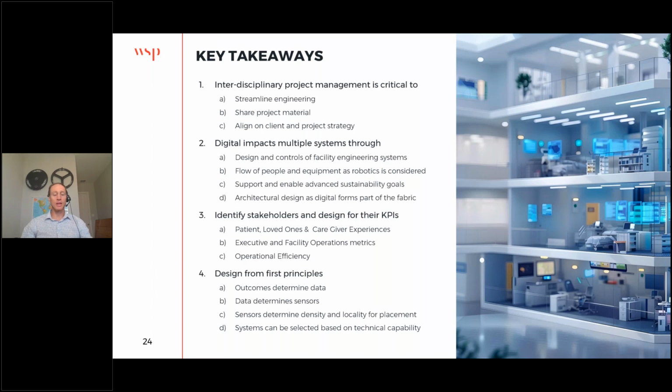And then finally, the importance of designing from first principles. So instead of jumping to equipment and trying to find reasons for including different pieces of equipment, we look at an approach of what are we trying to achieve, what data do we need, how do we select sensors and control systems, and how do we engineer from the bottom up to enable those outcomes while ensuring that there's flexibility for adopting and adapting to future trends.